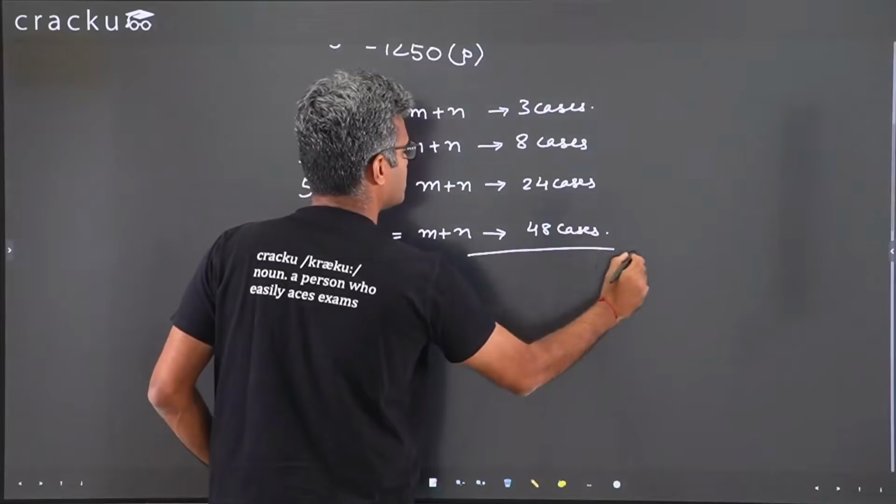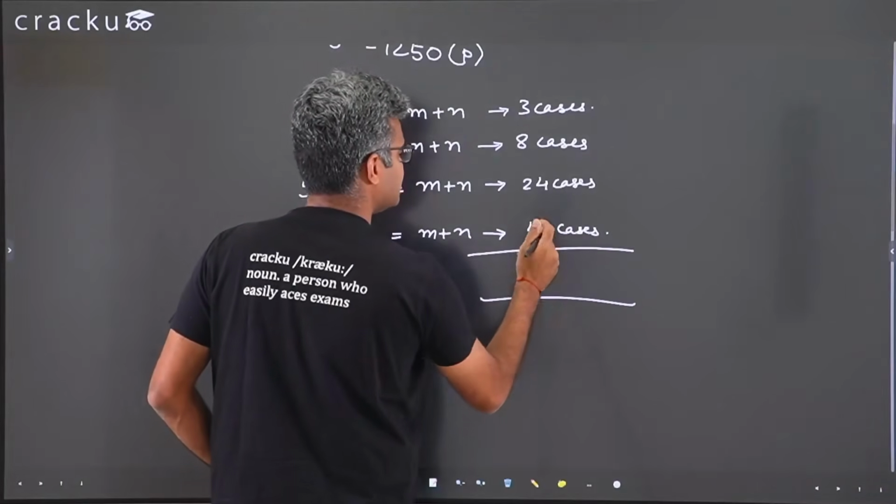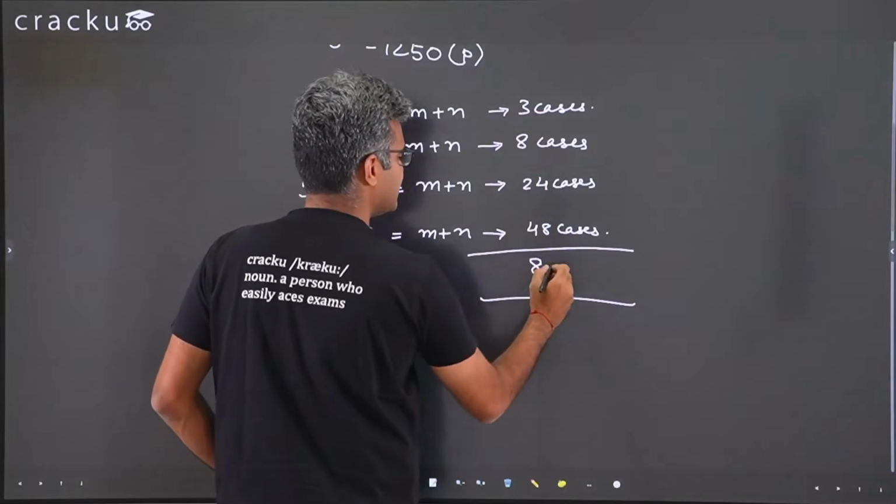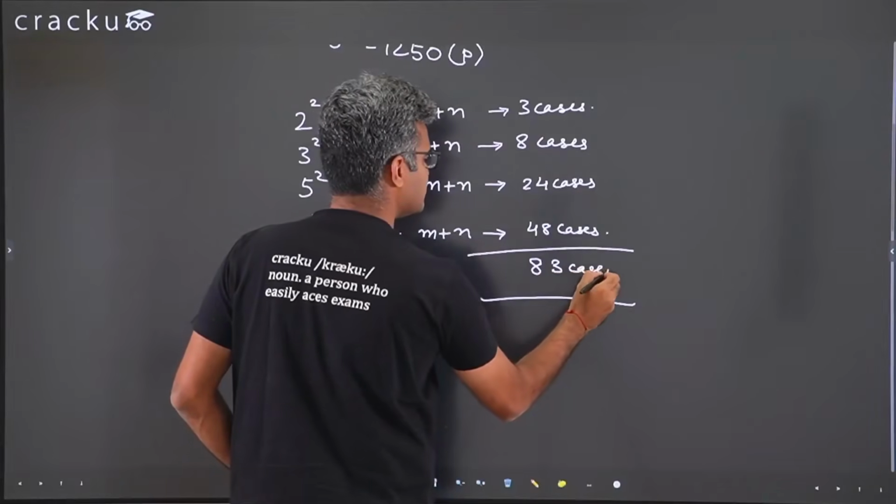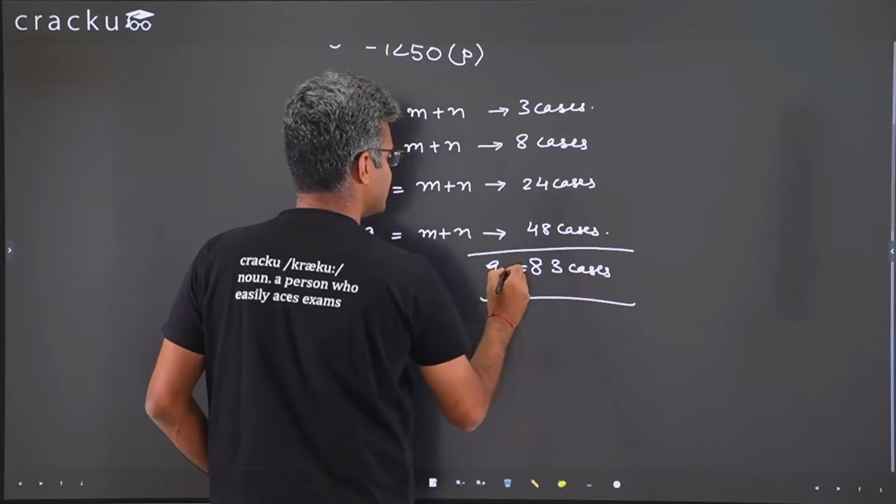The sum of all of them is 48 plus 24 is 72 plus 11 is 83. There are 83 cases possible. So the value of Q is 83.